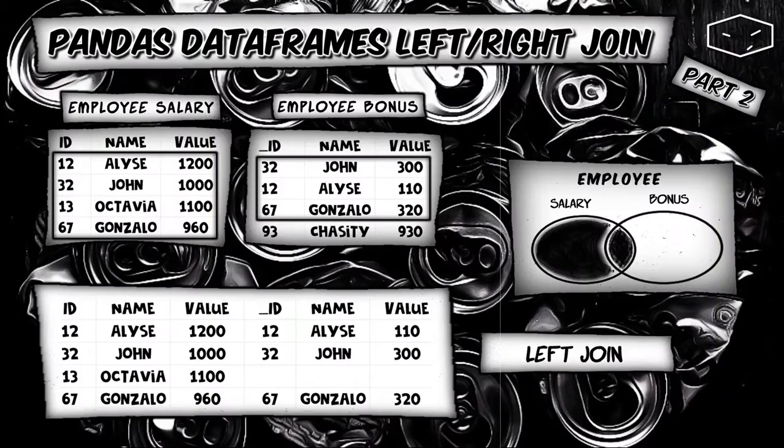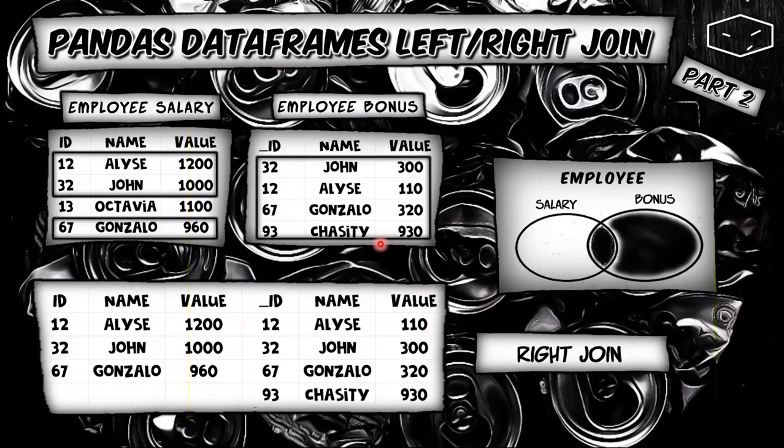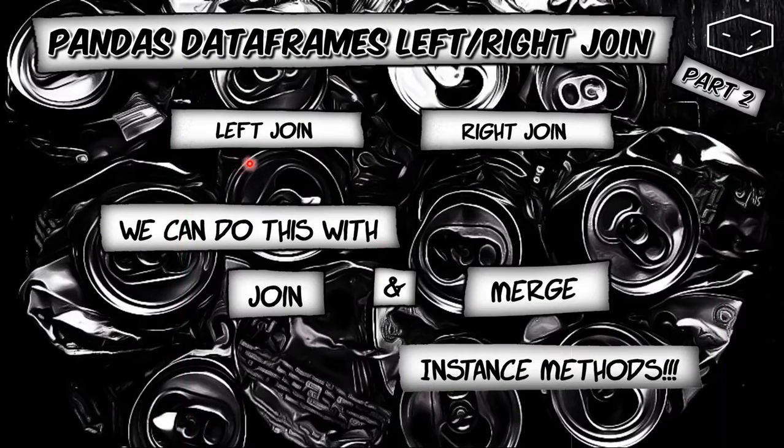Hello again. In the previous video we saw that a left join is taking all the rows from the left data frame and combining it with the rows that exist in the right data frame. The right join is exactly the reverse thing, and we saw also that to do a left join and a right join we can do it with the join and merge instance methods. In part 1 we saw join, and here in part 2 we will do it with merge.